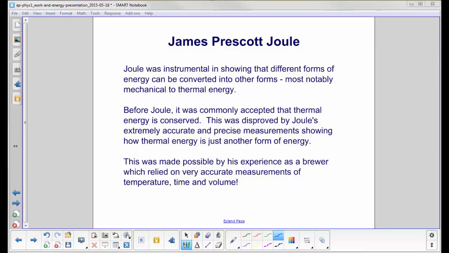This was disproved by Joule because he took extremely accurate and precise measurements showing how thermal energy can move into mechanical energy. It's just another type of energy. The emphasis there is accurate and precise measurements, sort of the hallmarks of good physics. Now this was made possible by his experience as a brewer, which required very accurate measurements of temperature, time, and volume to create the right product. A very interesting example of cross-disciplinary work.